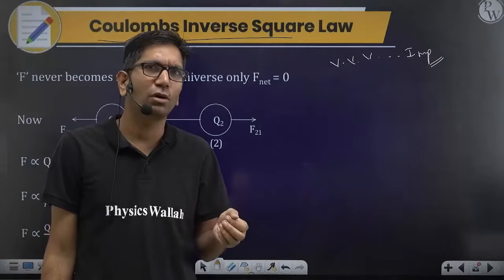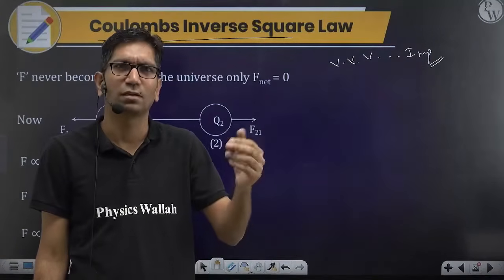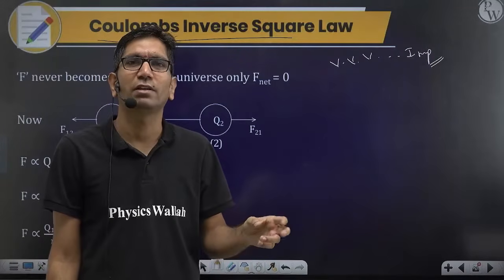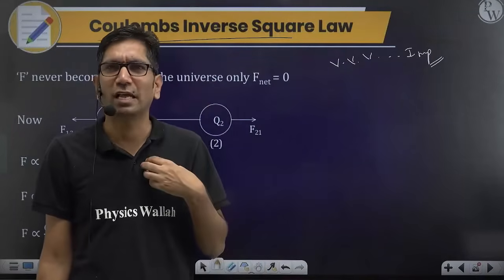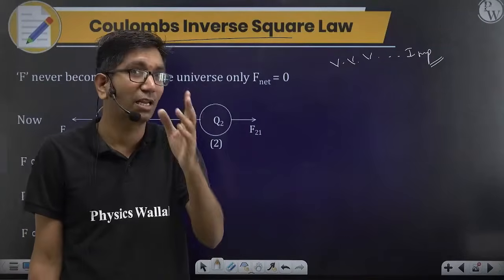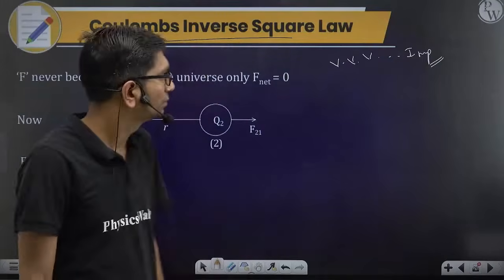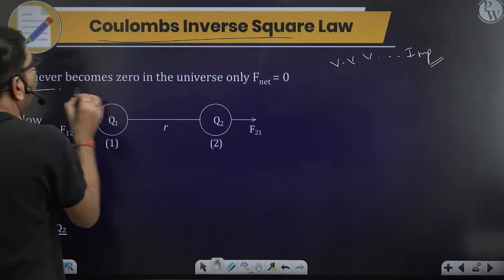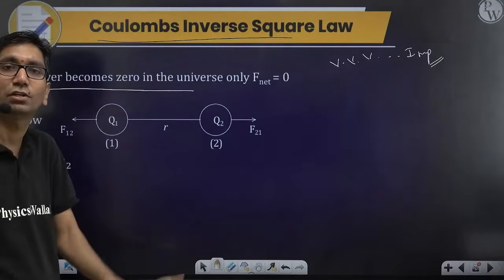I don't know by which method your teacher taught you. I have a best trick to solve the numericals also. If you find it anywhere, you can go through there. But I don't know exactly which method you have learned and which method you are solving the numericals on Coulomb's inverse square law with. The thing is, this one is very important, beta. Force never becomes zero in the universe. Remember this one.